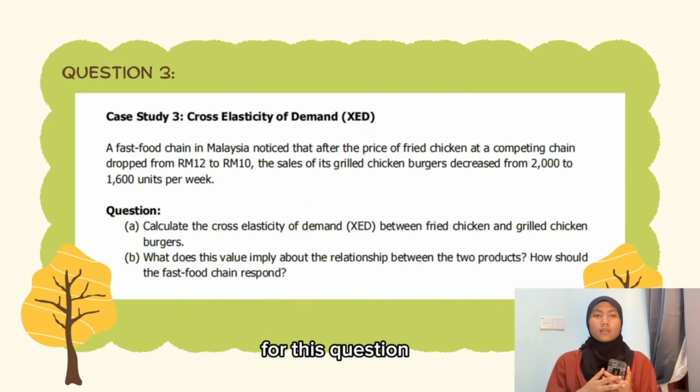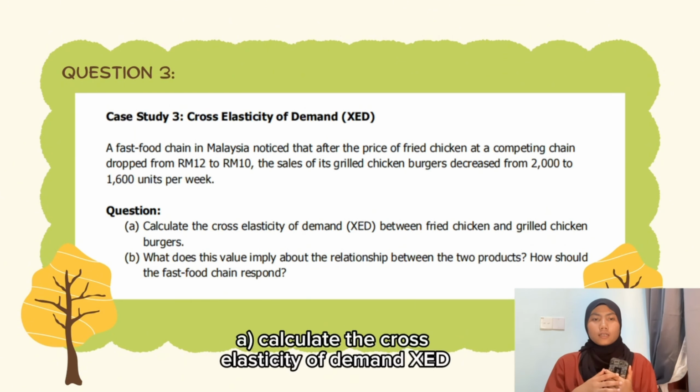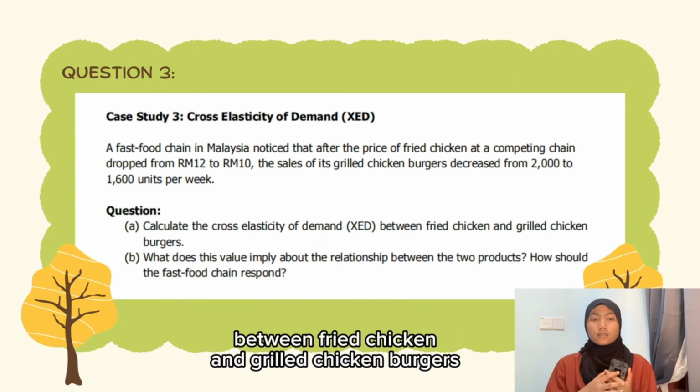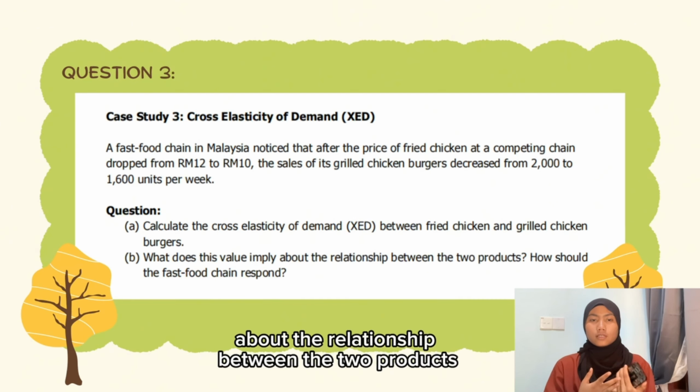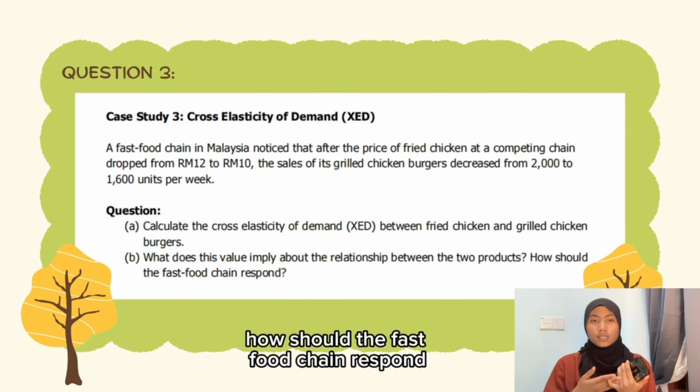For case study 3, A. Calculate the cross elasticity of demand, XED, between fried chicken and grilled chicken burgers. B. What does this value imply about the relationship between the two products? How should the fast food chain respond?